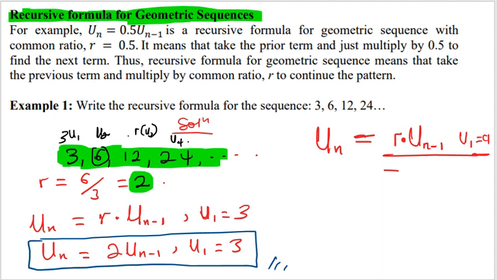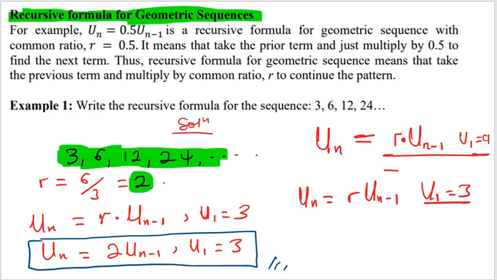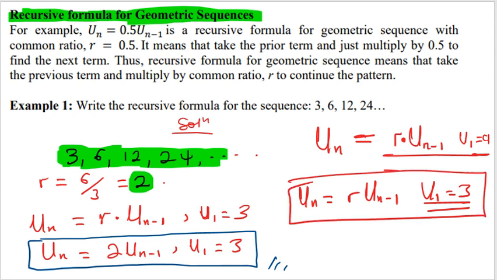So now in this example, if we want to find the recursive formula, we say that the recursive formula is given by Un is equal to r multiplying Un minus 1, where U1 is equal to 3. So we need U1 to be able to find it. This is how a recursive formula is written for a geometric progression.